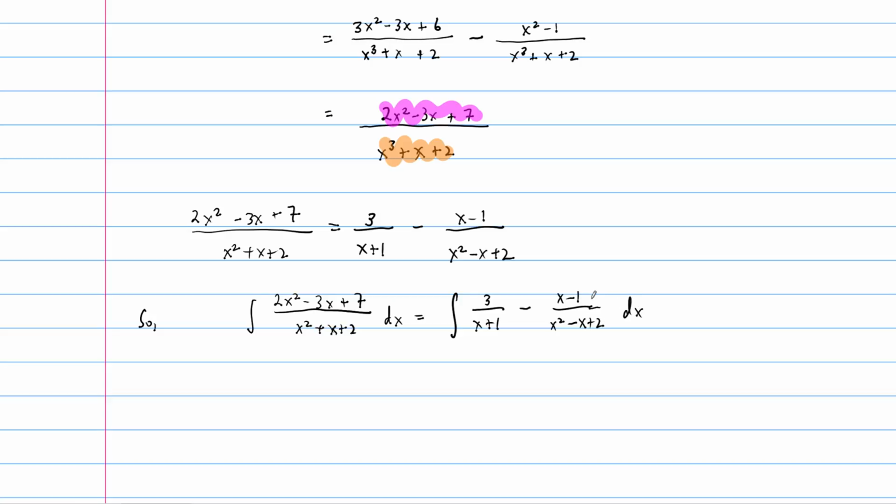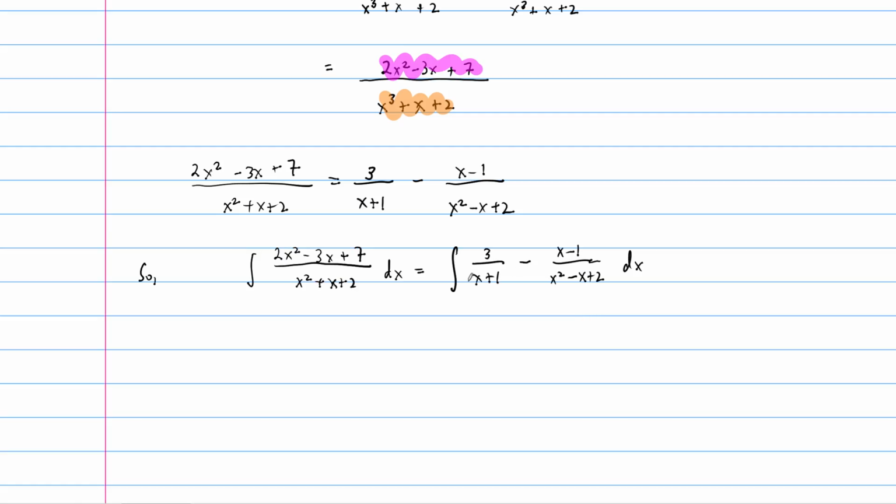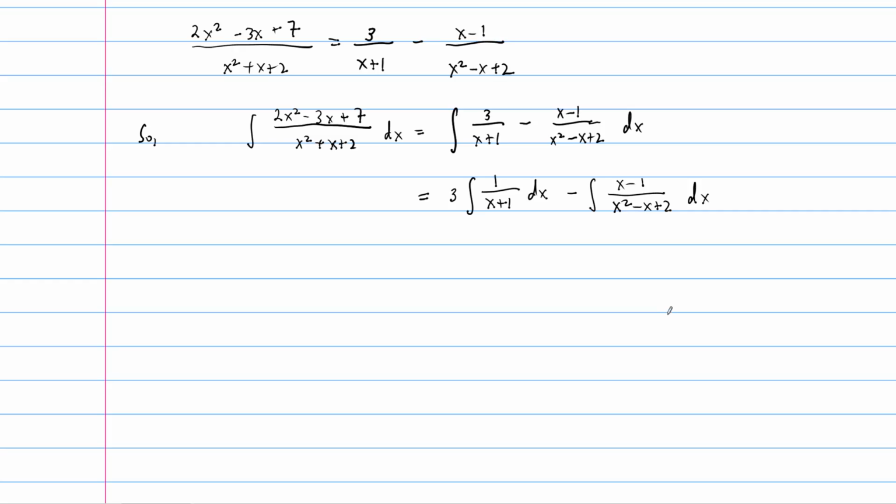All right, and what makes the right-hand side better? Well, integrals are linear, right? So we can distribute this out and write this as 3 times the integral of 1 over x plus 1 dx, minus the integral of (x minus 1) over (x squared minus x plus 2) dx. And then these two integrals, this one for sure is a stare at it. We know what this one is, right? And if you can't stare at it, that's okay.